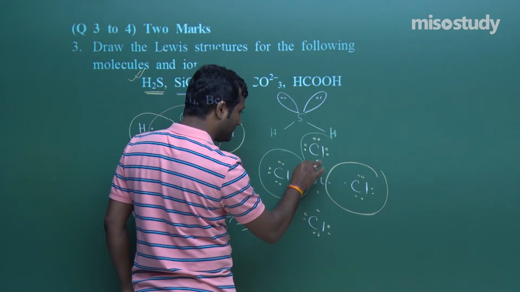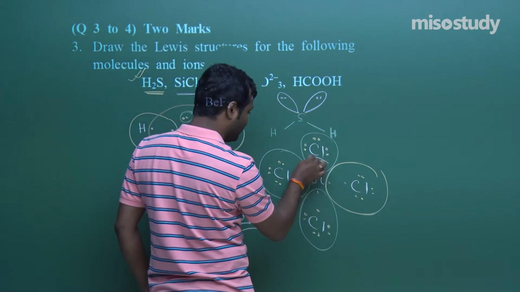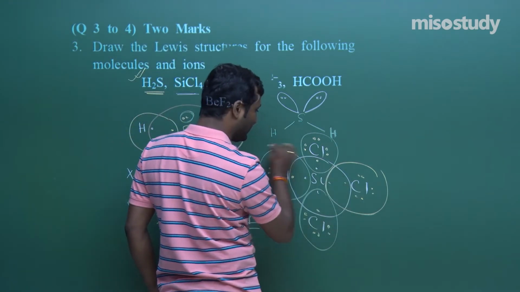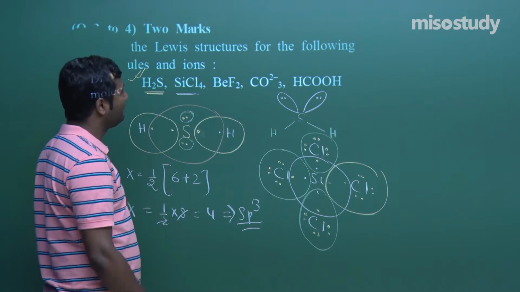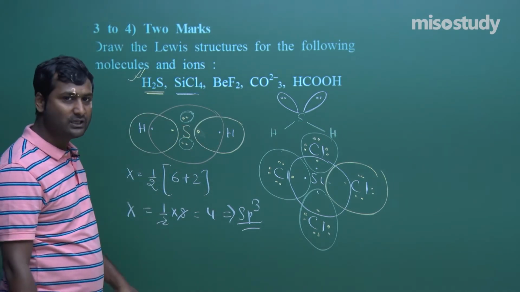Clear to you? Like this one and like this. Clear? And this one, you can easily see that they contain single bonds. Clear? Similarly, you can draw the structure of BeF2. BeF2 is an electron deficient compound.